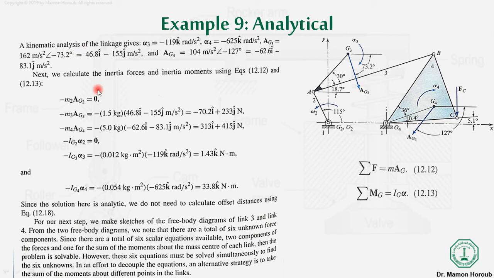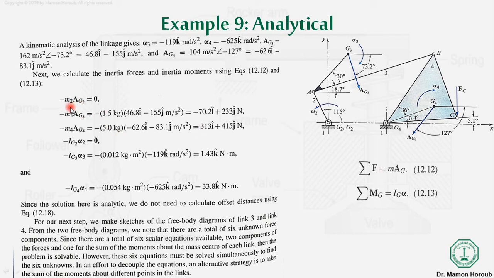Next, in order to find the reaction forces, as we already have the masses of links 2, 3 and 4, and now we also have the acceleration about the gravitational point, and also alpha, the angular acceleration, so now we can come to find the reaction forces and the reaction moment.